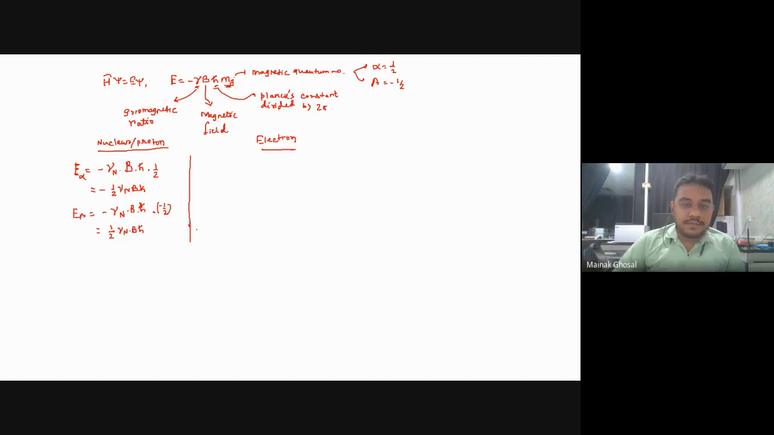So in this way you can also find the energy of the alpha state and beta state of the electron. The same thing will be there. The alpha state energy will be half gamma_e B into h cross, where gamma_e is the gyromagnetic ratio of the electron. And E beta will be half gamma_e B into h cross. So we have got four different values, corresponding to the alpha state and beta state, for both nucleus and electron.